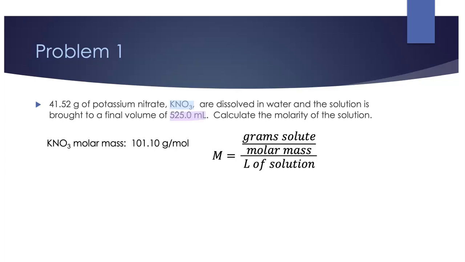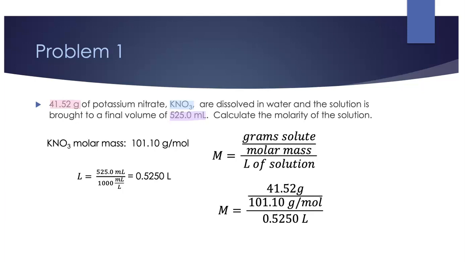And we also know the final volume of the total solution is 525.0 milliliters. But here's one of the places where we need to be careful. That's in milliliters, but we need liters to do the molarity formula. So we have to divide by 1,000. So my volume of the solution in liters is 0.5250 liters. And I'm not dropping that zero. That needs to be there. Think about your sig fig rules.